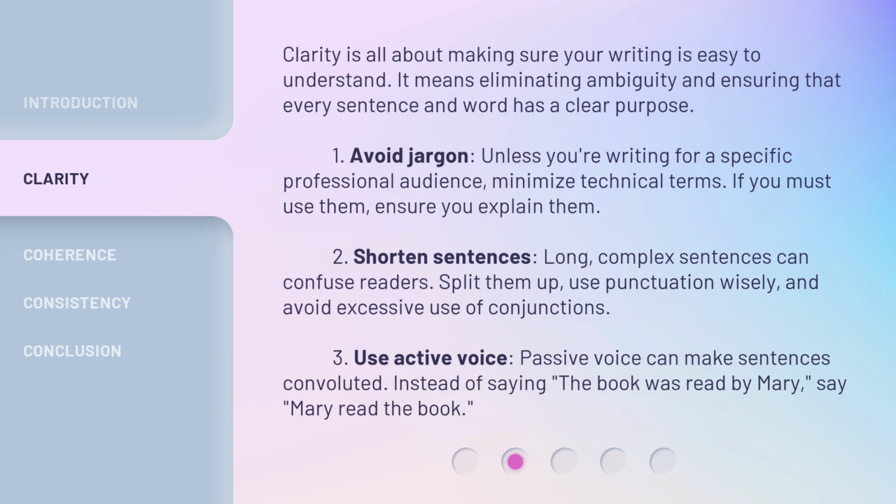2. Shorten sentences. Long, complex sentences can confuse readers. Split them up, use punctuation wisely, and avoid excessive use of conjunctions. 3. Use active voice. Passive voice can make sentences convoluted. Instead of saying, "The book was read by Mary," say, "Mary read the book."